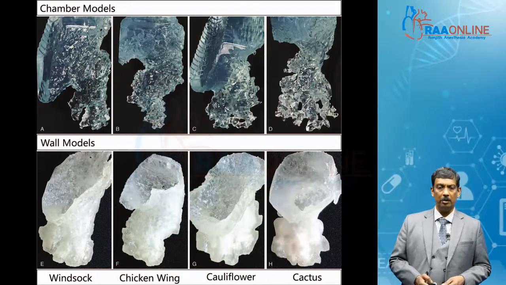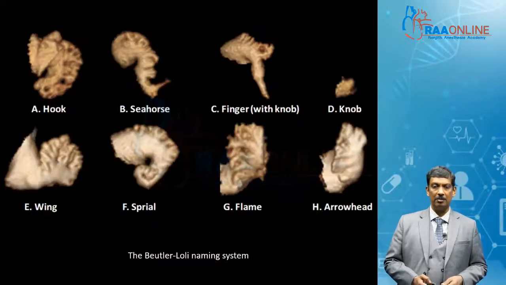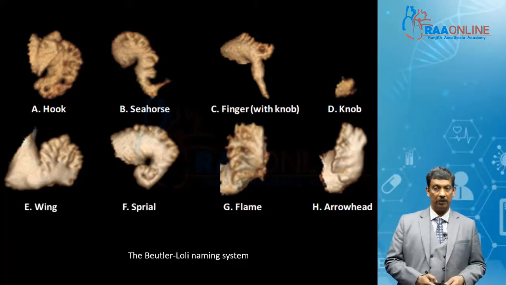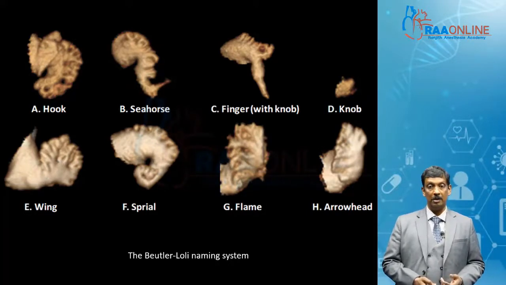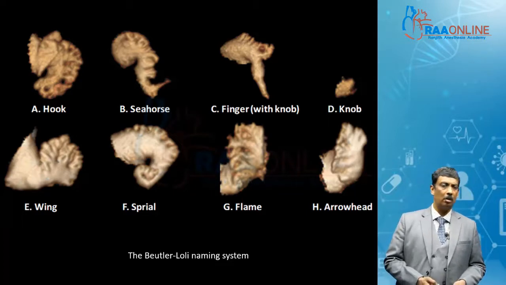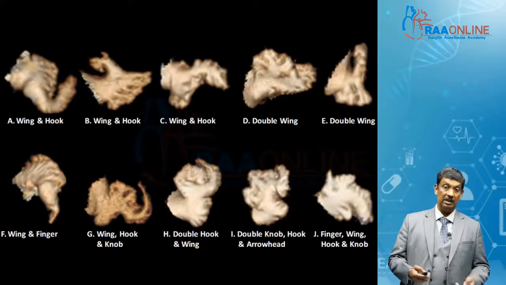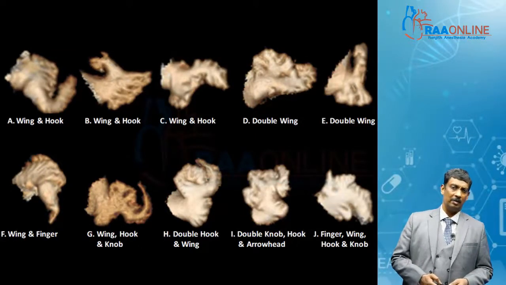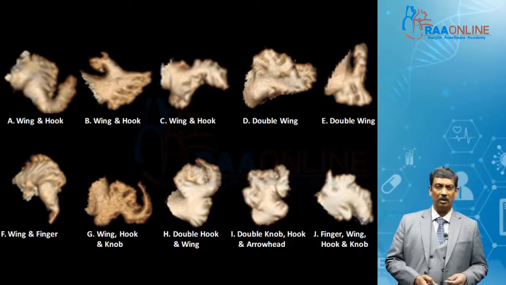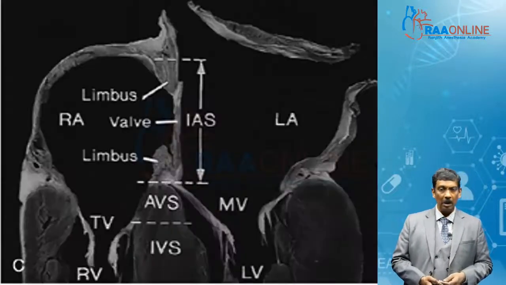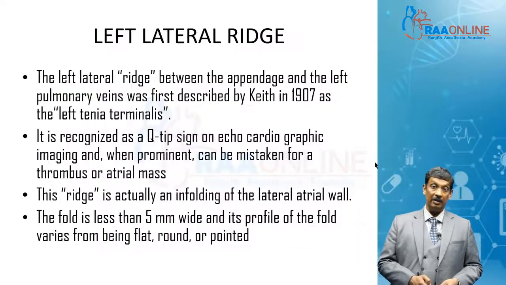If you look at the Beutler-Lowry naming system, he has 8 different types: a hook, a seahorse, a finger with knob, a wing, a spiral, a flame, and an arrowhead. Even more complex, extensive varieties of classifications are available, but I would rather prefer a very simple 4-type Wang's for personal reason.